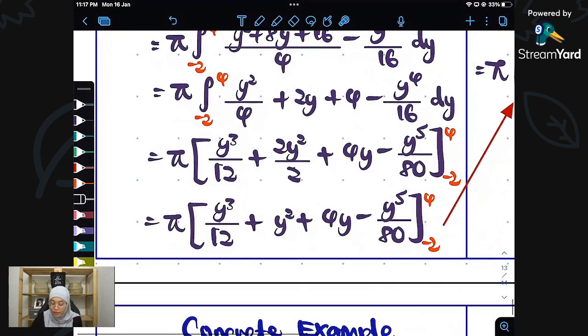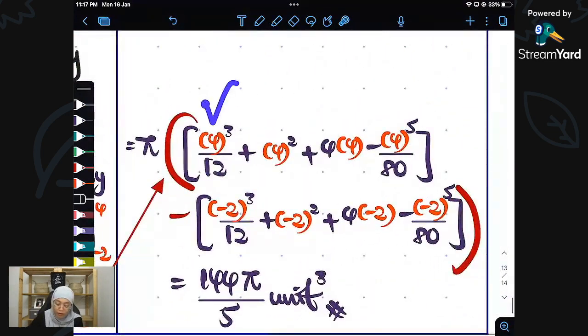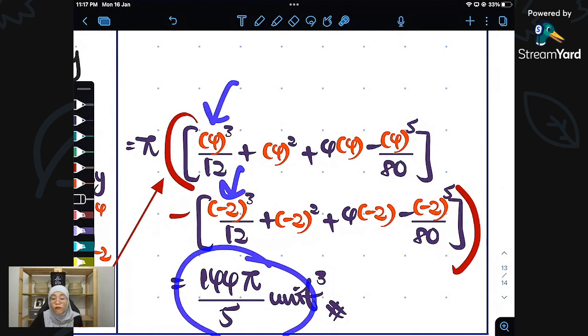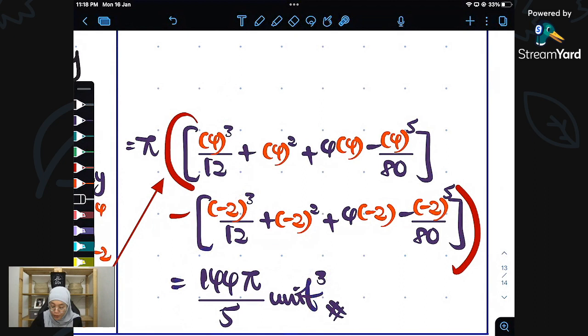And then here we go. Subs in the value of 4 and -2, and then you will get the answer 144 pi over 5 unit cube. So you can leave your answer in terms of pi. Tak perlu tukarkan pi tersebut. So leave it in terms of pi, and then that's it. This is our perfect answer.